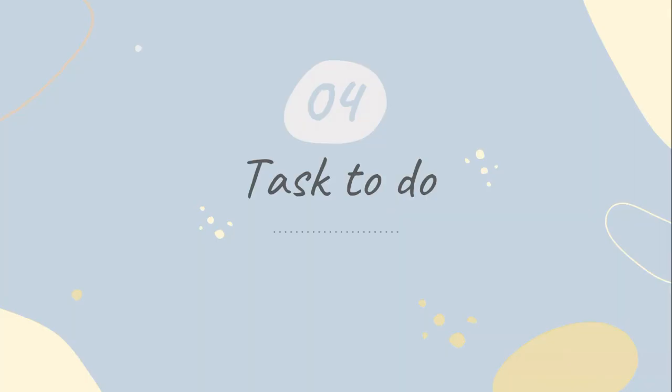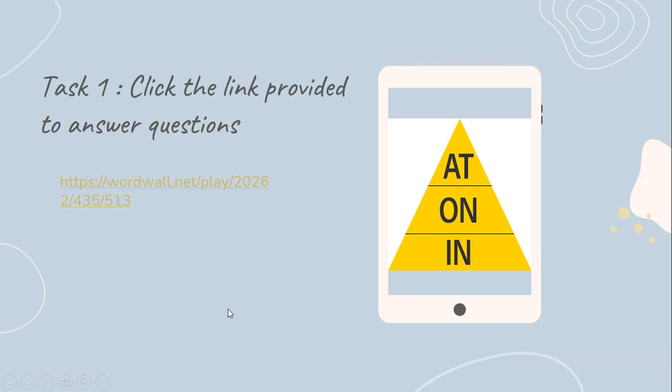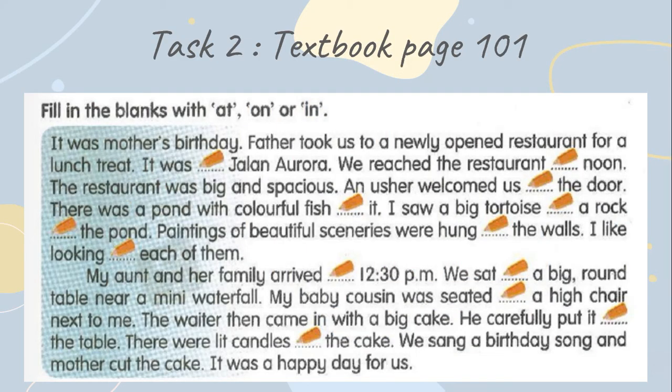Activity 4. Task to do. Number 1. Click the link provided in the description box to complete the task. Number 2. Complete the task in your grammar book. So, this is task 1. You need to click the link provided to answer questions. And this is task 2.